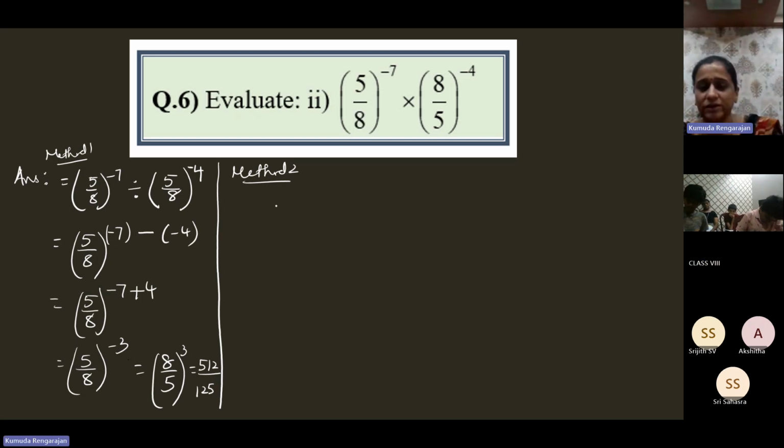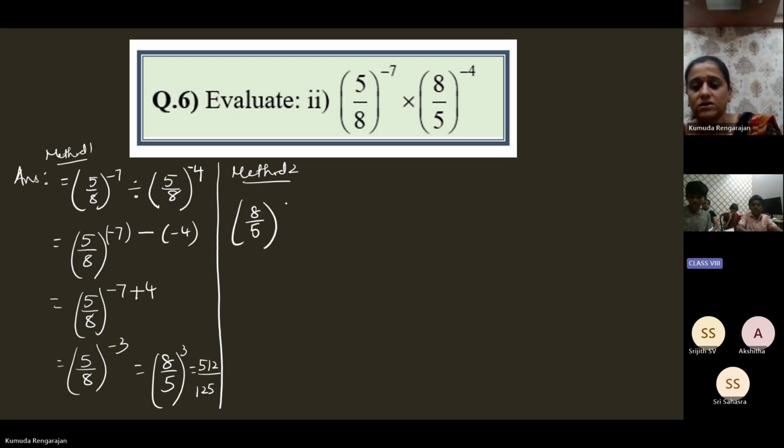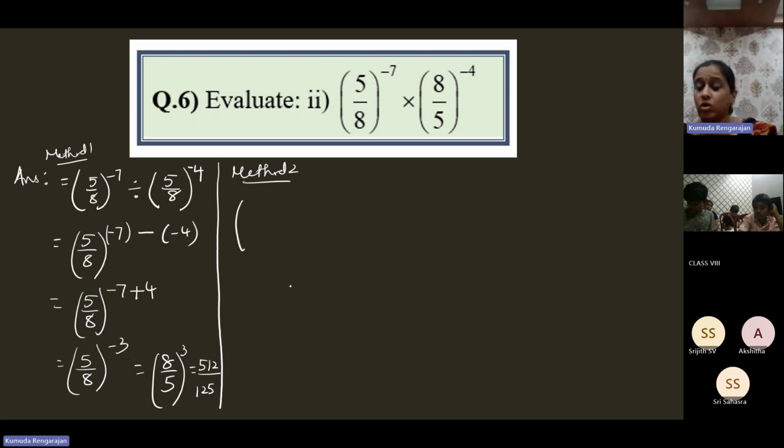So here we have 5 by 8. How do you write the first term with base 8 by 5? Ma'am, can I try? 8 by 5, negative of the power. Yeah, tell me. 5 by 8 will become 8 by 5 raised to the power 7. Because you want 8 by 5 as the base, you write 5 by 8 as 8 by 5. And the power minus 7 should be written as plus 7, because this is how you write the equivalent. How do you write the equivalent? Reciprocal of the base, negative of the power.